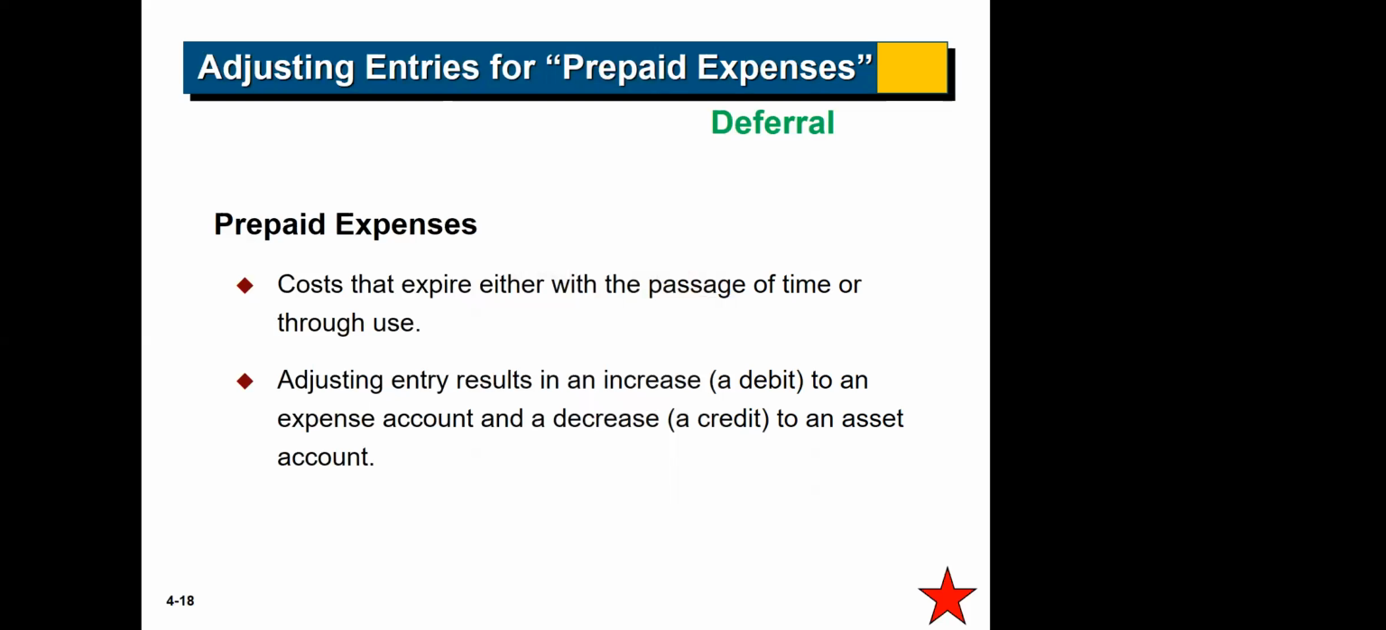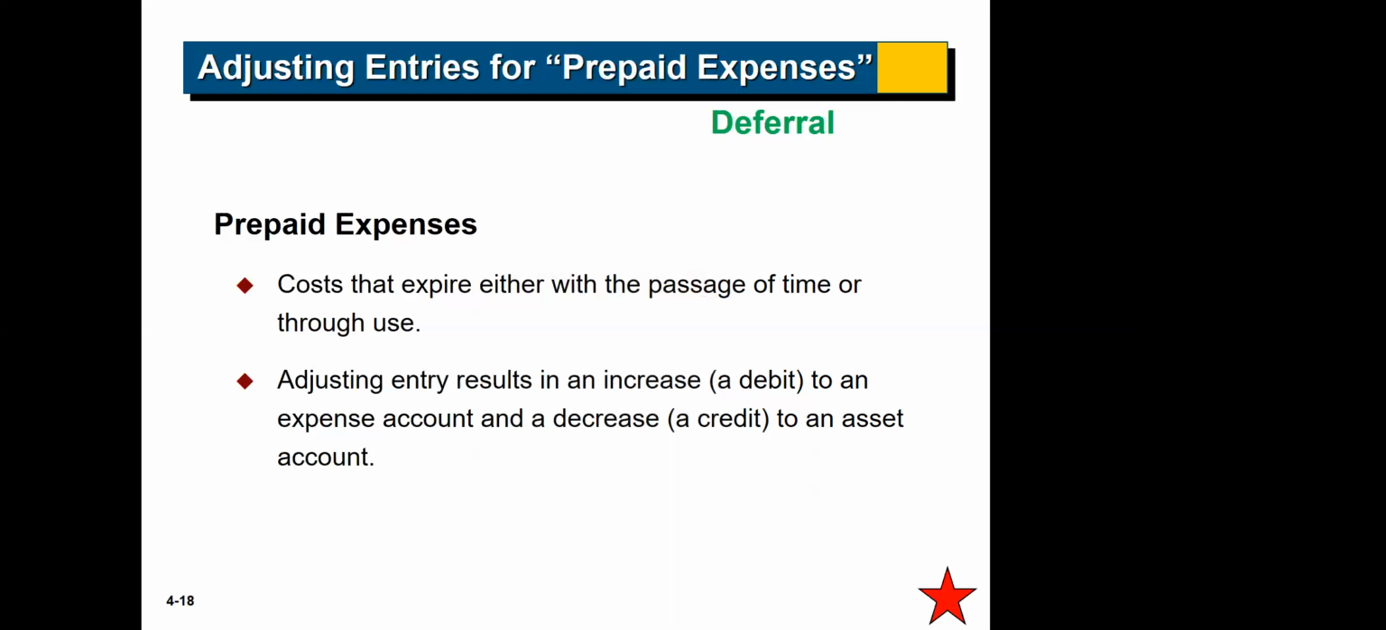Adjusting entry. When you do the adjusting entry, you're going to debit an expense account and you're going to credit an asset account. Every single time you do an adjusting entry for a prepaid expense, that's going to be the rule. Debit an expense account, credit an asset account.